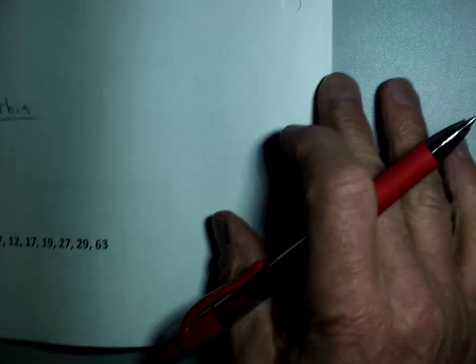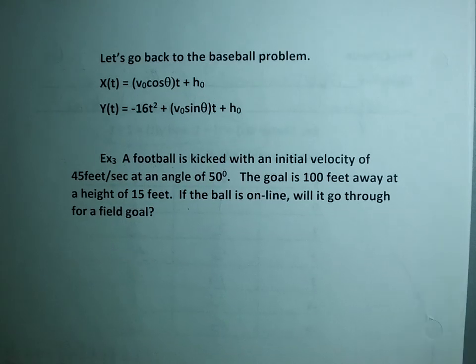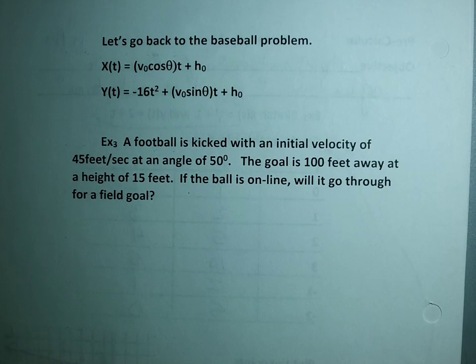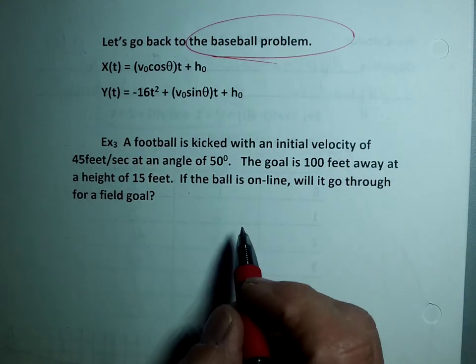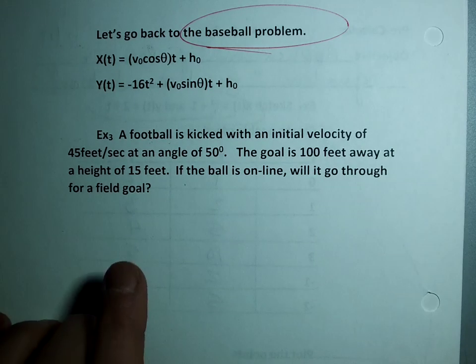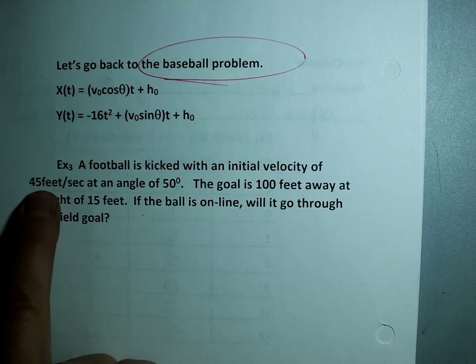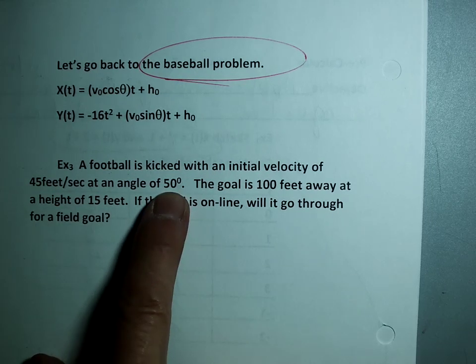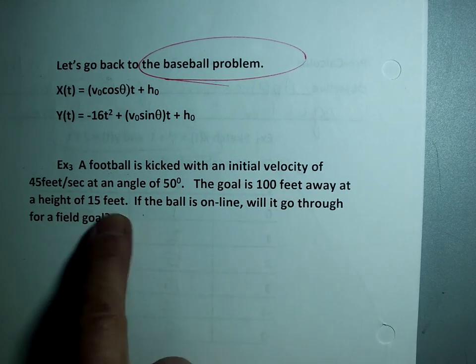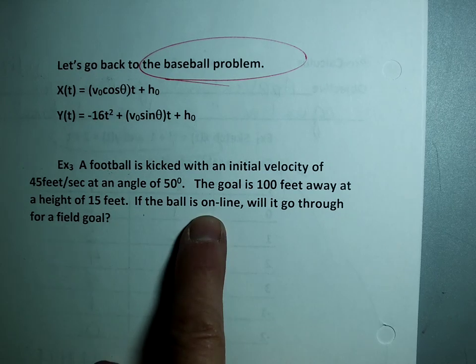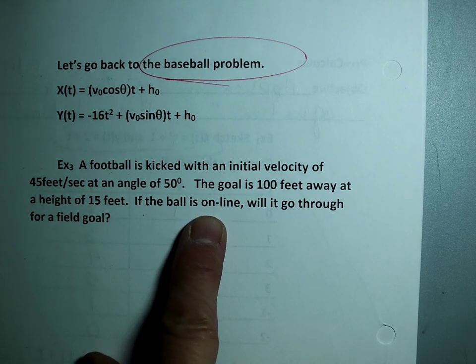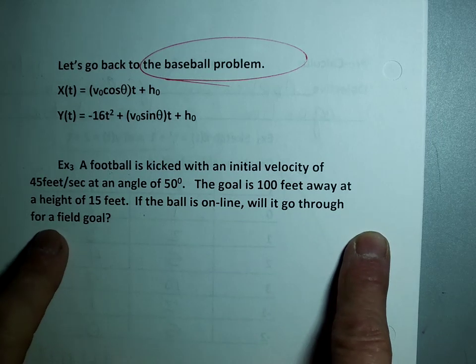All right, here we go. Okay, it's a big football game. But instead of a baseball problem, let's change it to a football problem, okay? So, a football is kicked with an initial velocity of 45 feet per second and an angle of 50 degrees. The goal is 100 feet away and at a height of 15. If the ball is on line, meaning if it's going to go straight, will it go through for a field goal?